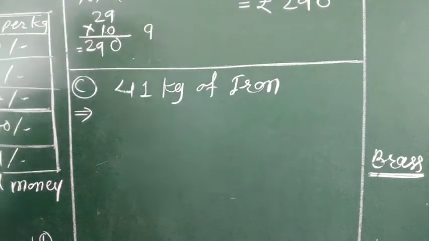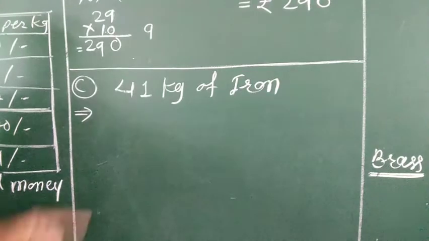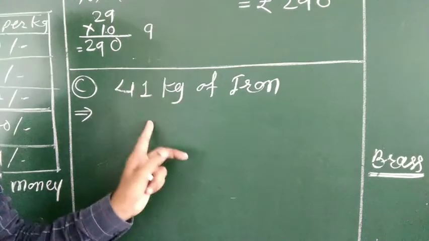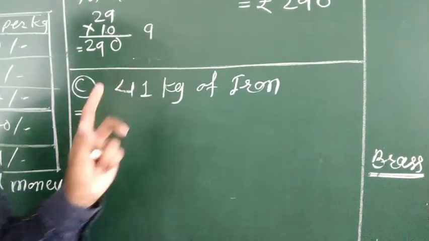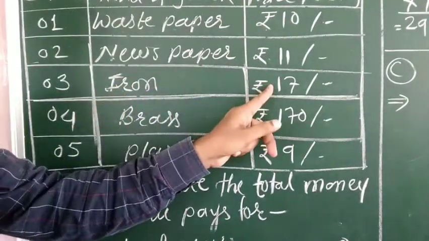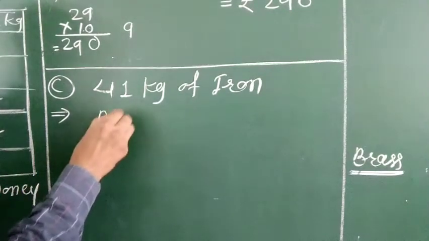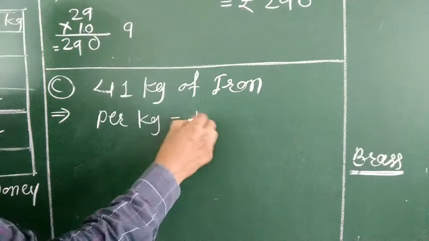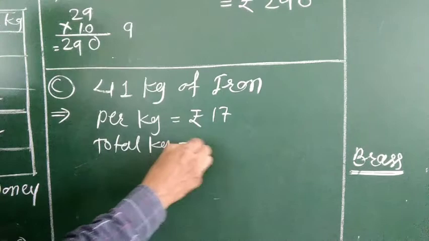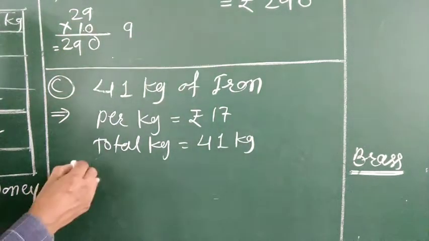Next, 41 kg of iron. See, do you know the weight of iron here? It is 41 kg. But do you know the per kg rate of iron? No. To know this, we have to see the rate list again. See, this is iron and the price per kg is rupees 17. So per kg is equal to rupees 17. Then total kg, कितना है यहाँ पर बेटा? 41 kg. Now the total amount.